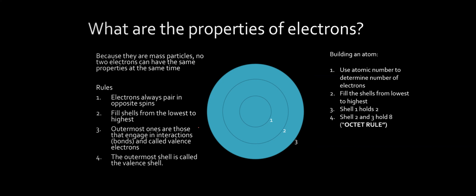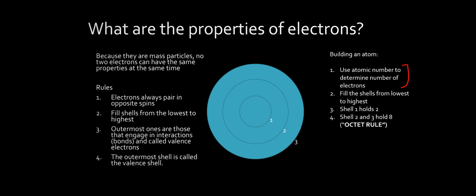So outermost ones, yeah, though I said all this already. All right. So building an atom, we're going to take the atomic number. That's the number of protons. And that's going to give us a starting point. That's going to tell us how many electrons come along with the atom to begin with.